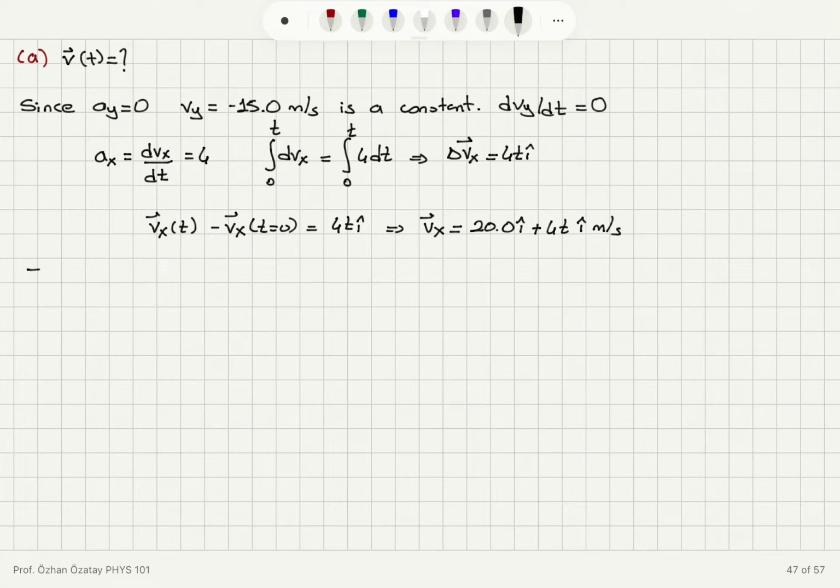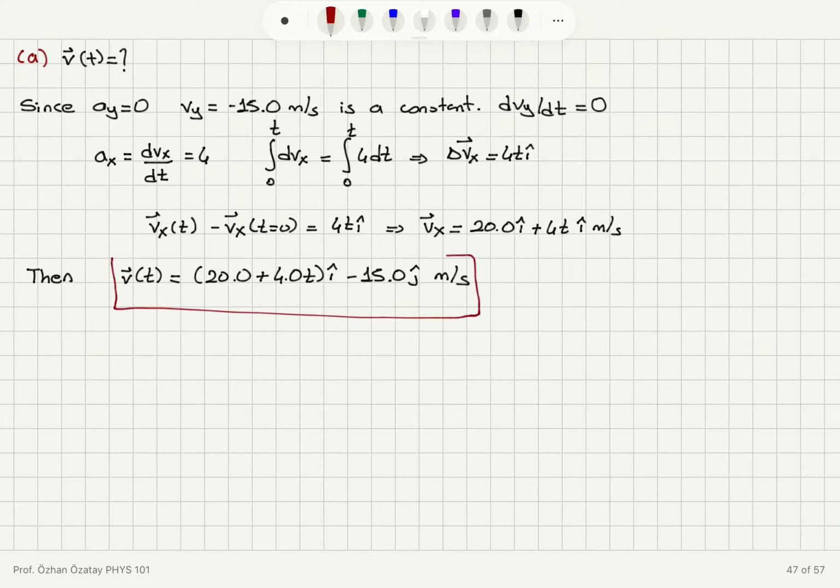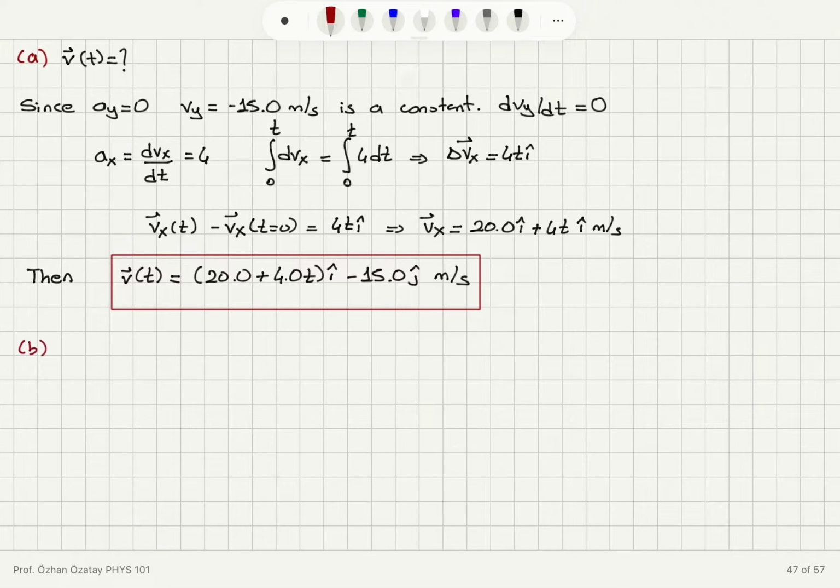Since vy is not changing, I can write the velocity vector as a function of time. The velocity vector is (20.0 plus 4.0t) i hat minus 15.0 j hat meters per second. Considering x and y components separately, I can form my total velocity vector.